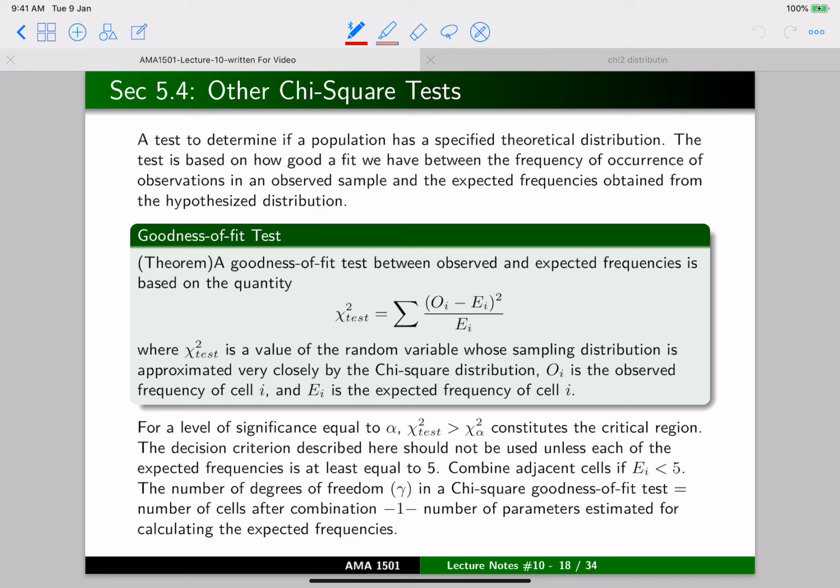In this video, we're going to talk about the chi-square test for goodness of fit. Later, we're going to talk about the chi-square test for independence. So what is the chi-square test?